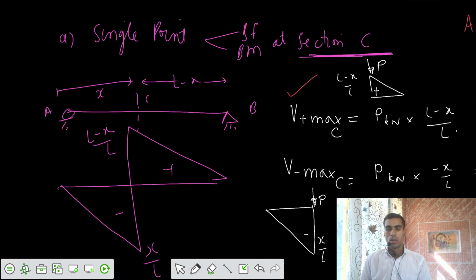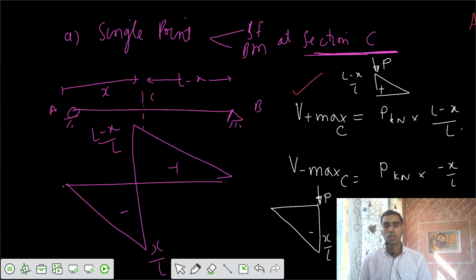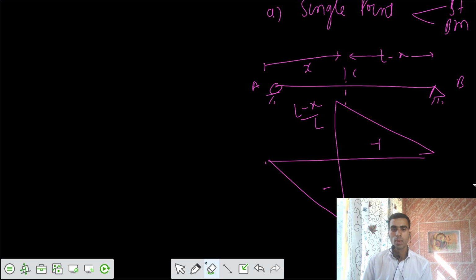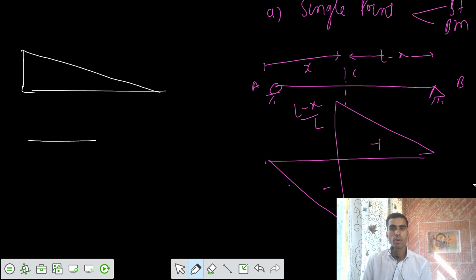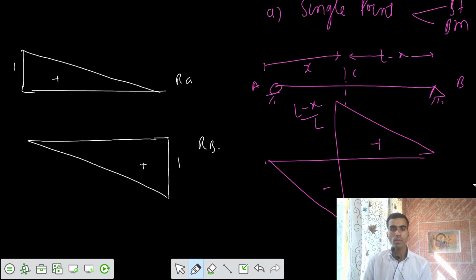Now the V positive maximum was at particular section C. So now if I analyze this SFD diagram, can you tell me what is the ILD for reaction at A? Is this in this way? And what is the ILD for reaction at B? Is that also positive? This is also positive. Let's say both are positive, but I reversed the direction of reaction B. This is 1 unit, this is also 1 unit. This is reaction A, this is reaction B. Now, but the thing is that if I combine them, let me try to combine them. Here we can have.